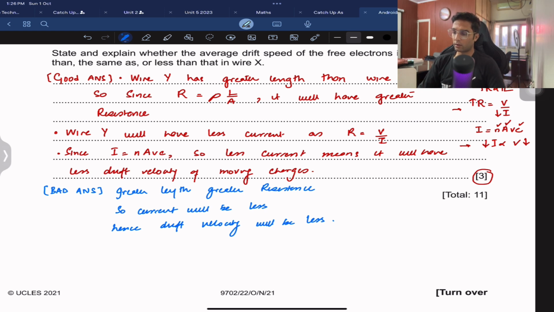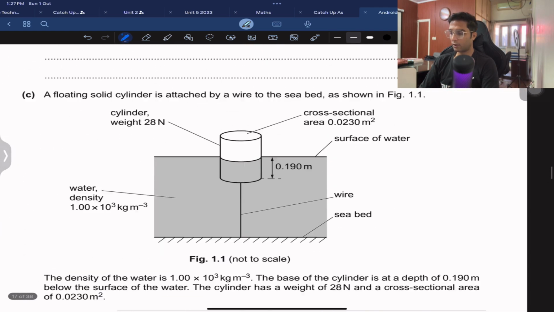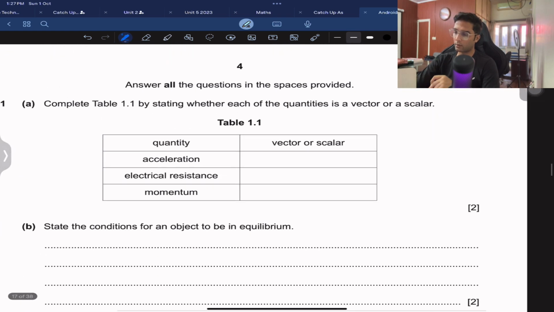Alright, so this is how you should be writing. Other than that, if you have any questions about that, do let me know. So I'm going to go to the next one, and in the next question I check this. So let's look at the background of this question.